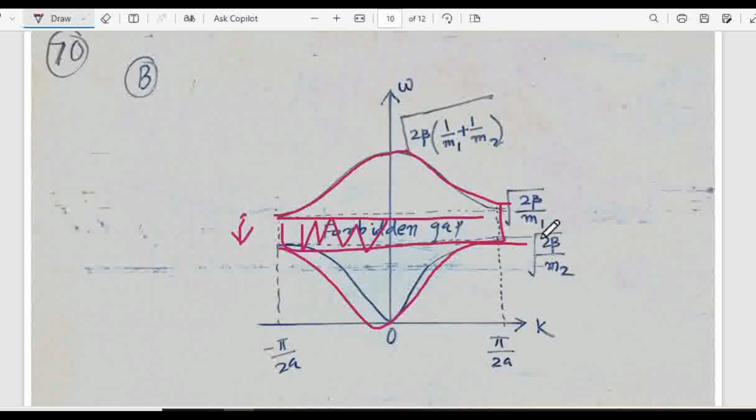M1 is the lighter mass, M2 is the heavier mass. As it is heavier, it should be in the lower position, and as M1 is lighter, it should be placed in the up position. So this gap is the forbidden gap.